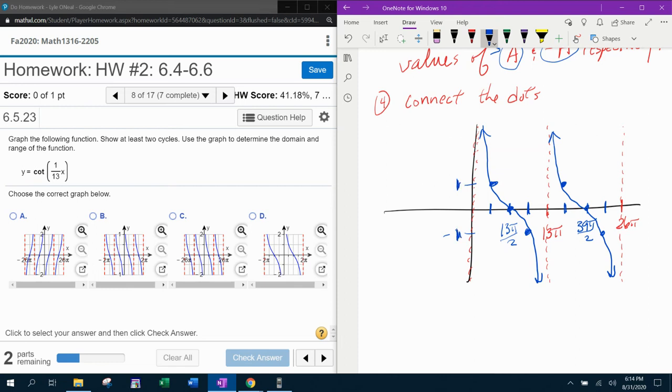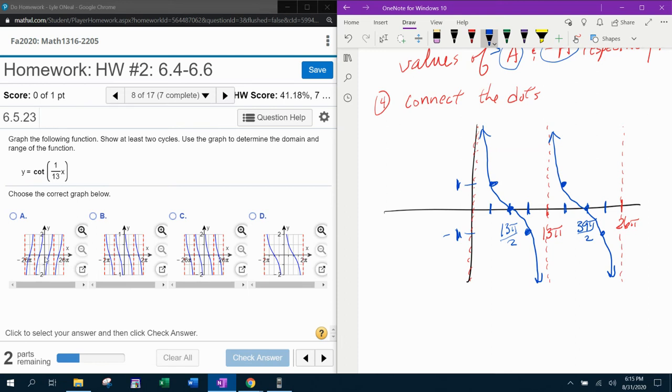and negative 1. And by the time I get to the end of the second period, I should be at 26 pi. So let's see, answer choice B is out because that's at 2 pi. Answer choice D is not okay. That's at 2 pi. So it's either A or C. They both go to 26 pi.